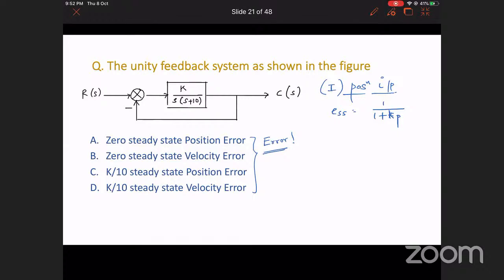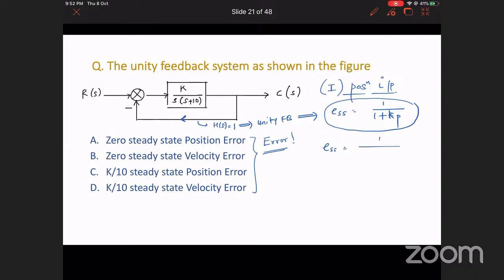Of course, for unity feedback system, guys. Can't you see, there is nothing over here. It means H of S is equal to 1. It indicates it is a unity feedback system. And therefore, I can write this formula. Am I right? Yes.